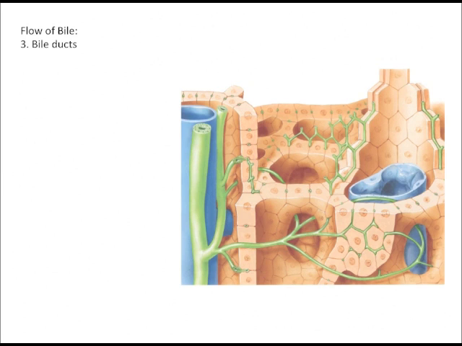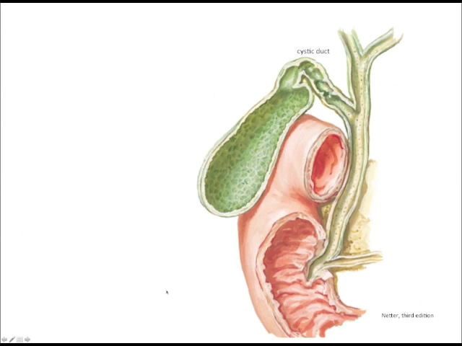Bile then flows into the larger bile ducts, which are located at the portal canal, also known as the portal triad. The bile duct epithelium is easy to identify as a tall cuboidal to short columnar epithelium, again located in the area of the portal canal. From the bile ducts, bile is transported to the right and left hepatic ducts.